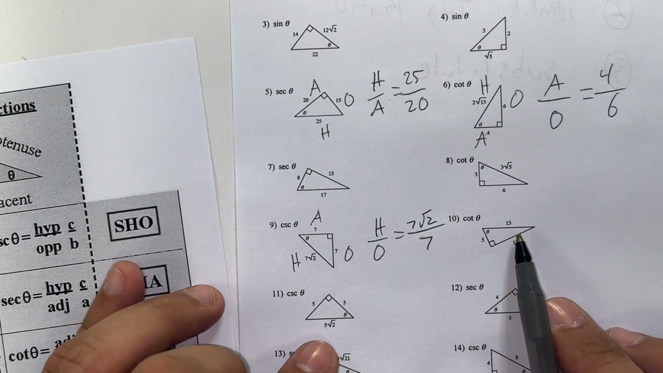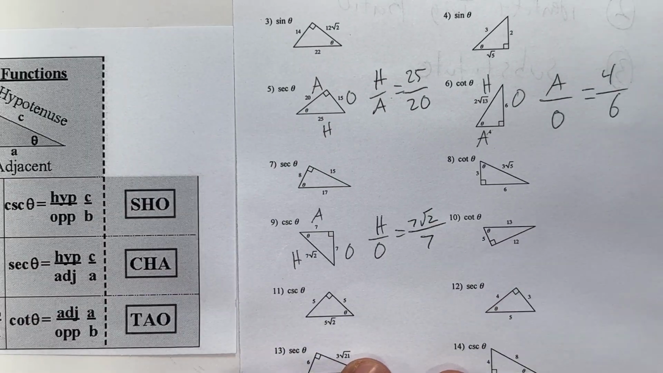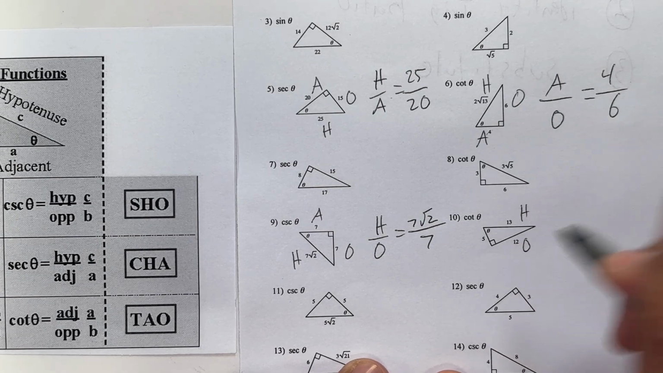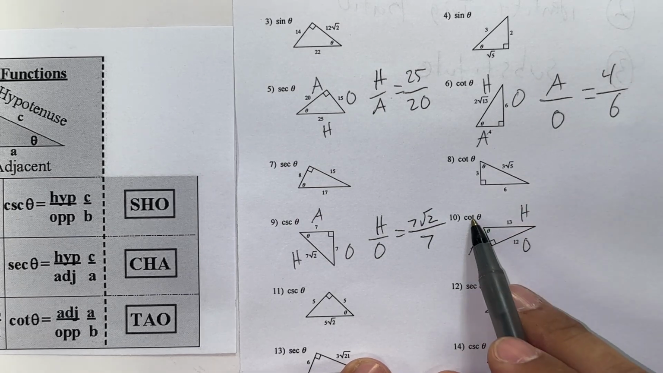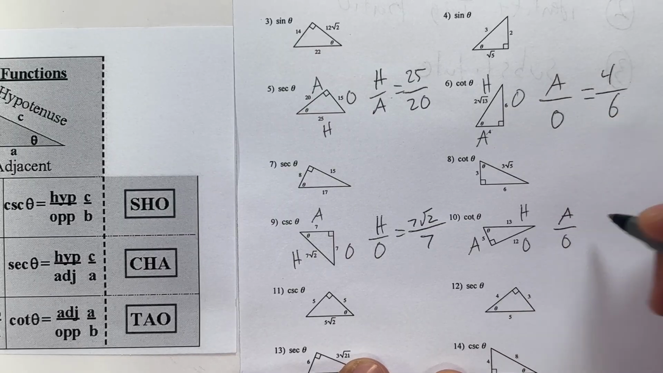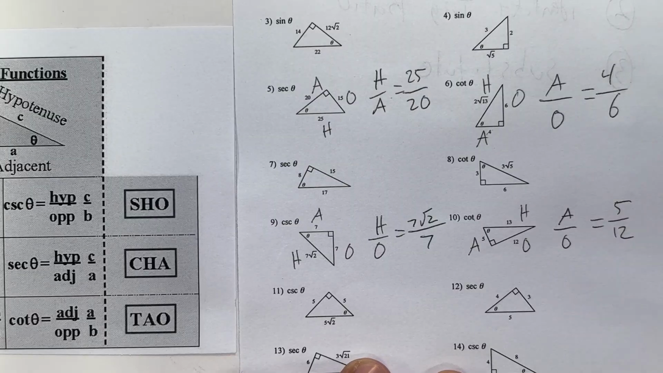Let's go cotangent. Let's just practice these just to see the pattern. We just do 3 steps. We label H, O, and A. Identify cotangent, A over O. And then step 3, substitute, 5 over 12.